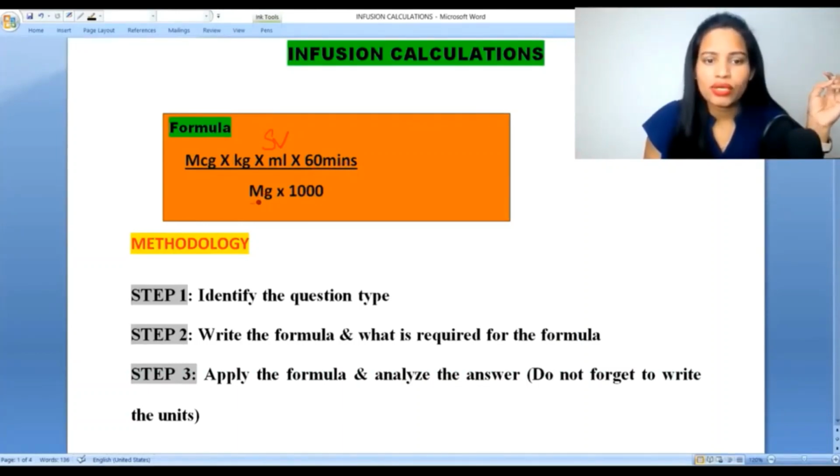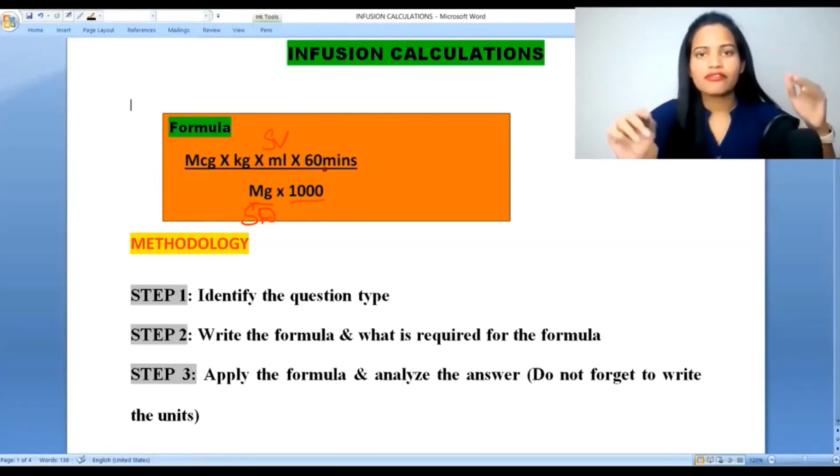And mg, what is this mg? It's also called as stock dose. So stock dose means complete what is there in the stock dose and stock volume. So this is what we are doing. And then coming to this 1000, why we got this 1000 here? Because mcg we have to convert, and mg is also there. For the conversion sake, we have got 1000 here. So this is our formula.